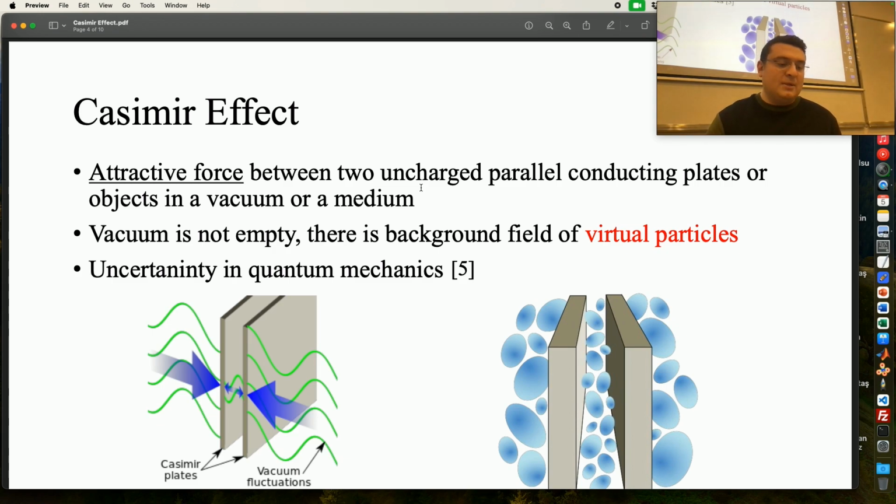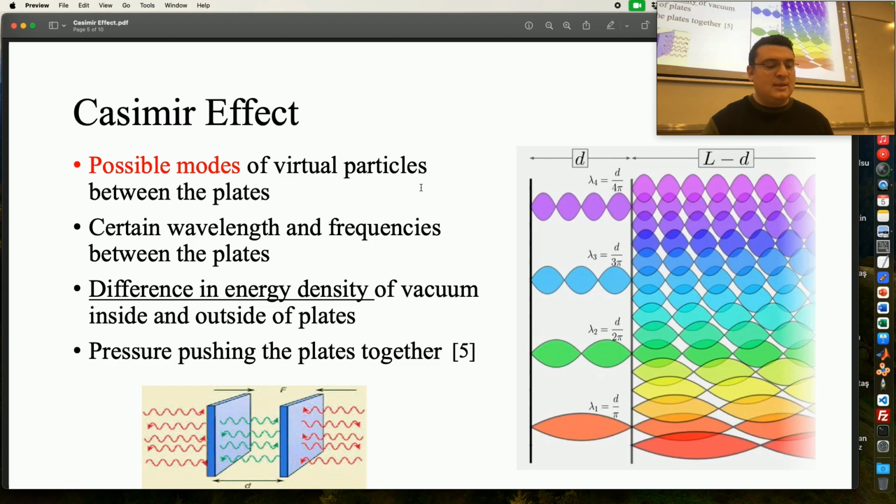Those virtual particles briefly appear and disappear due to inherent uncertainty in quantum mechanics. When two conducting plates are placed close to each other, these virtual particles can be affected by the presence of these plates. The Casimir effect arises due to the restrictions on the possible modes of the virtual particles between the plates. Specifically, the fluctuating electromagnetic field can only have certain wavelengths or frequencies that can fit within the space between the plates, as you see in the figure. And this restriction leads to a difference in the energy density of the vacuum inside and outside of the plates, which is causing a pressure.